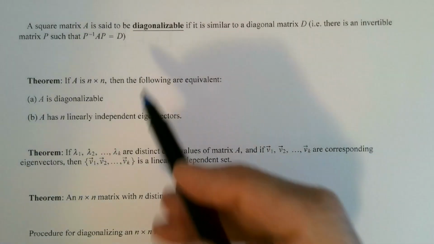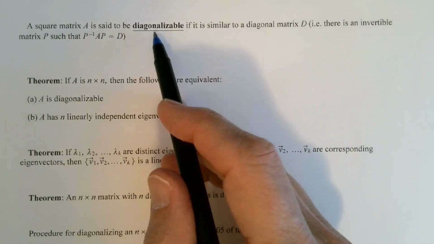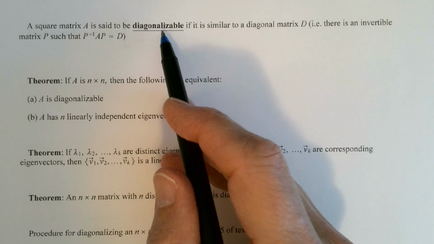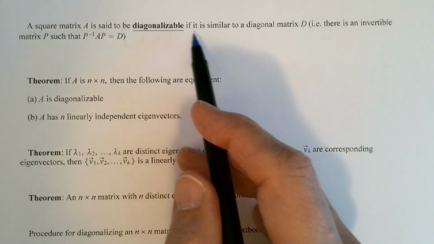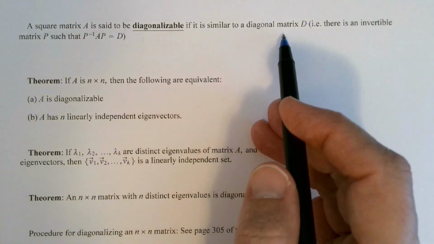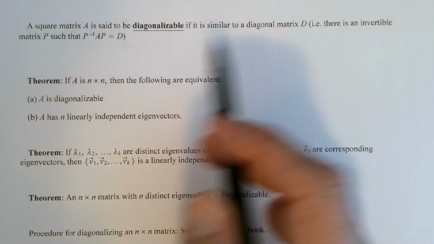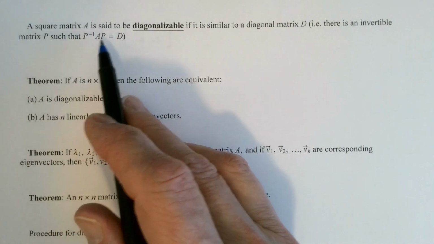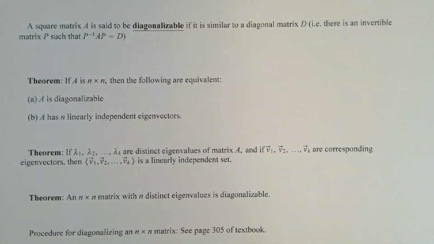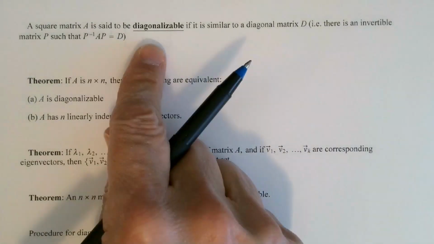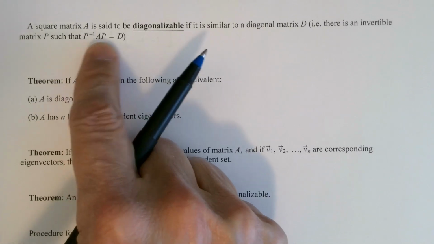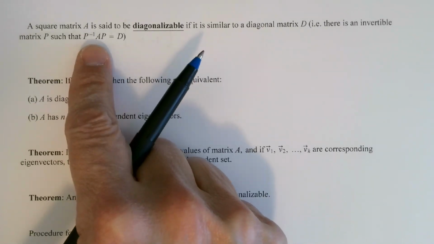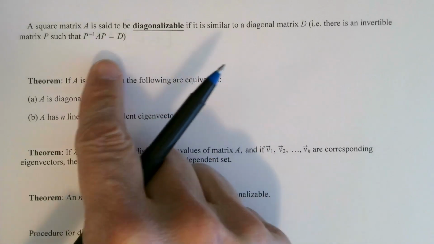And so a square matrix is said to be diagonalizable. Well, I can't even say that. Diagonalizable if it is similar to a diagonal matrix D. Which means what? There's an invertible matrix P such that P inverse AP is equal to D, where D is diagonal. Okay? So we're going to talk about how do we determine that, and more importantly, how do we find the matrix P in that case. To diagonalize, we say diagonalize our matrix.